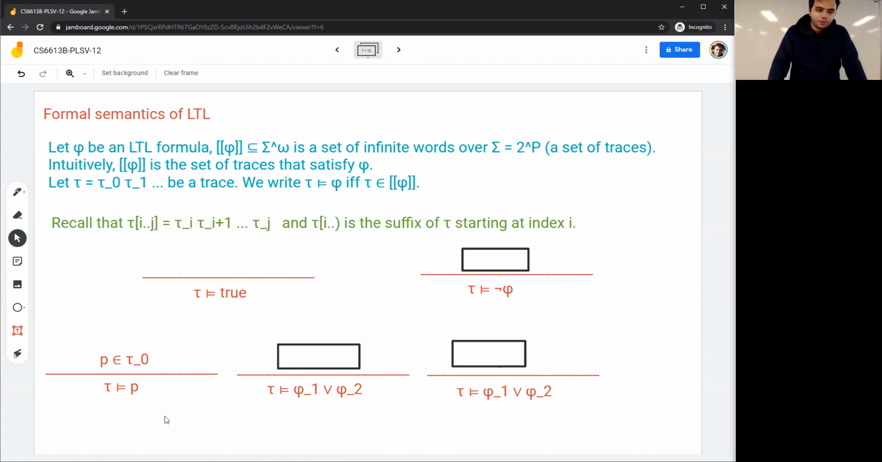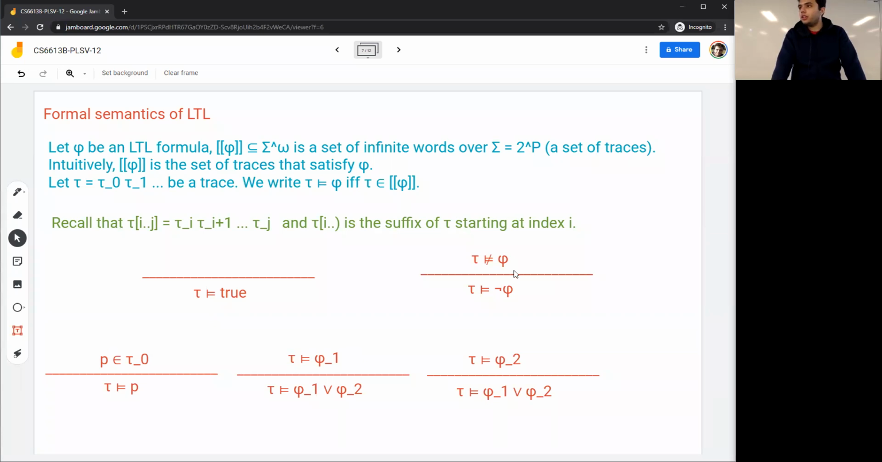And then the rules for OR are basically the same as what we've seen for programs. If tau satisfies phi1, it satisfies phi1 or phi2. If tau satisfies phi2, it satisfies phi1 or phi2. And the rule for negation is also the same. If tau does not satisfy phi, then tau satisfies negation of phi. That's just the definition of negation.